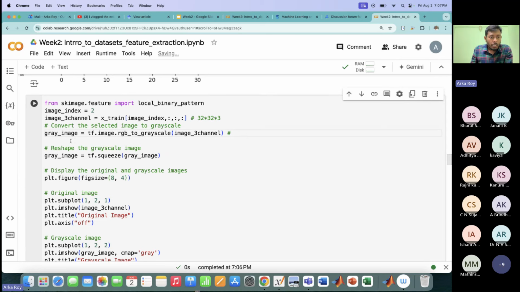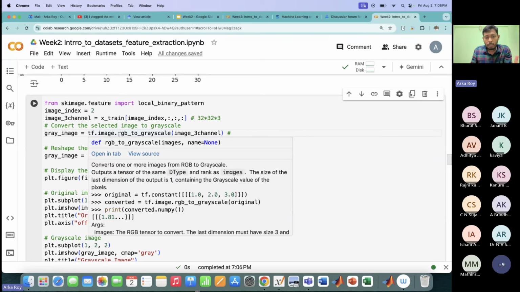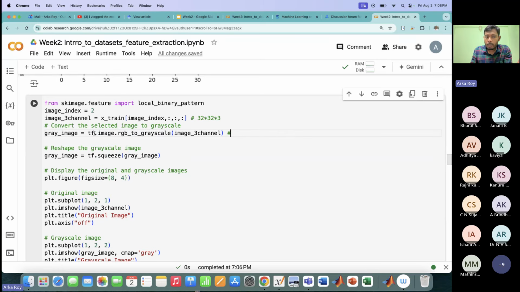So to do that, what I have done is basically gray image equals tf, basically TensorFlow dot image. Now I have to do the vision based application, that is why I'm going to the tf image library. From there is a function called rgb_to_grayscale, which inherently converts an RGB image to a grayscale image. The argument is the 3-channel image that we have just extracted. So the output would be 32 cross 32 cross 1.